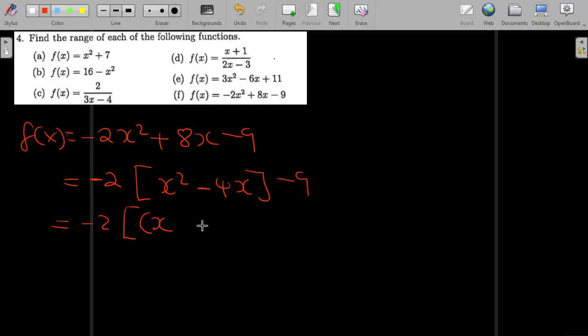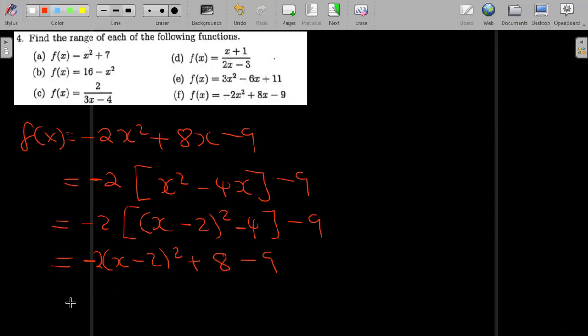You have this negative 4. That would be negative 2. Then you square this negative 2. That would be minus. Then you square the negative 2, you get 4. Then you have minus 9 there. Then you can distribute this negative 2 in front, then x minus 2 squared. Negative by negative gives you a positive, and you get positive 8 minus 9, and this just gives you negative 2 x minus 2 squared, then minus 1 there.